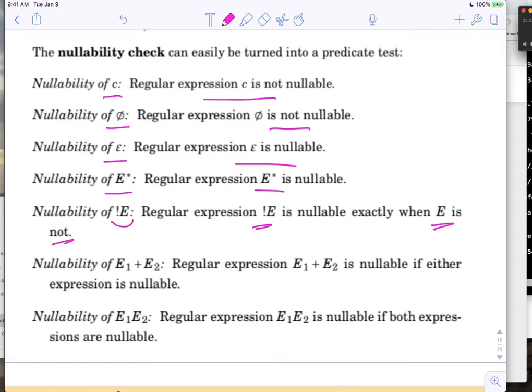How about E1 plus E2? E1 plus E2 is nullable. Does it make sense? If either is nullable.